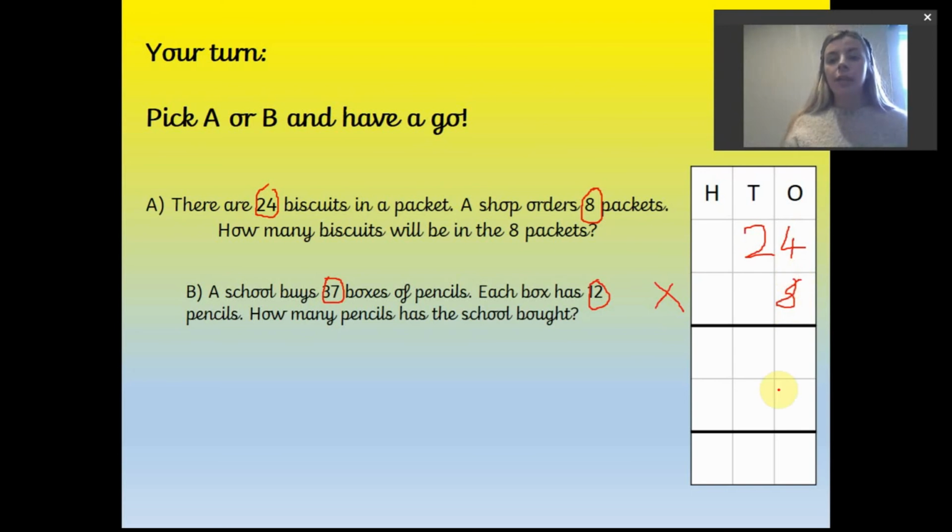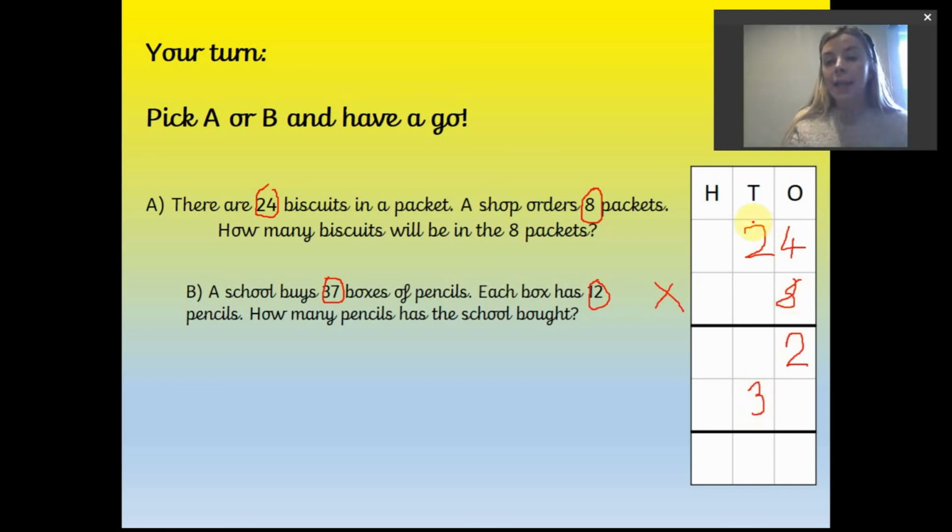If you found this tricky, don't worry, do this alongside me and just see maybe where you got a little bit stuck. Now we're going to start with our ones as always. So we're going to do 8 times 4. So 8 times 4 is obviously 32. So we can put our 2 here. We can't have 32 ones, so we're going to carry over our 3 tens.